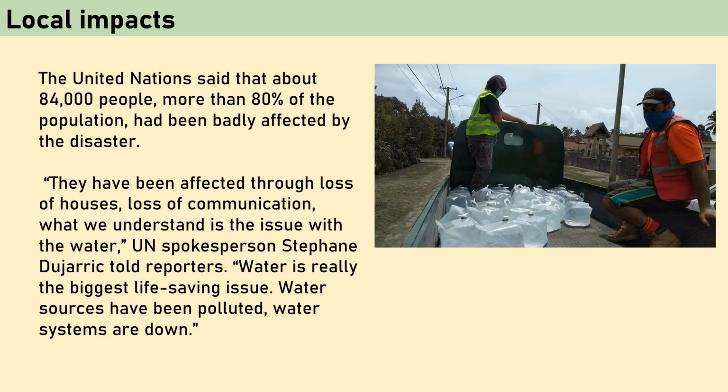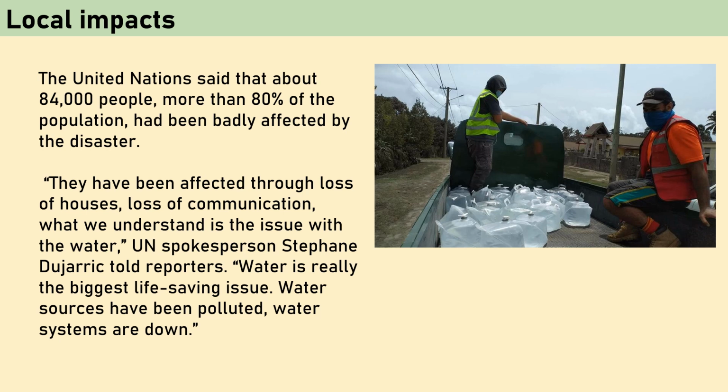Now, one of the consequences of this locally was that about 80% of Tonga's population, so about 84,000 people, had been badly affected by the disaster because the ash had meant that the water sources were polluted, and so people were struggling to get fresh water for drinking and other purposes.